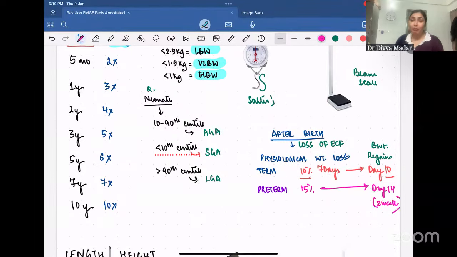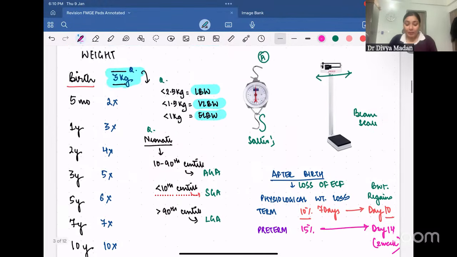So you have to remember, initially there is what type of weight loss? Physiological weight loss, and that is due to loss of extracellular fluid. This happens in the initial 7 days in a term child, and the birth weight is regained by day 10 of life, and in preterm it can go up to 15% and is regained by the end of day 14, right?